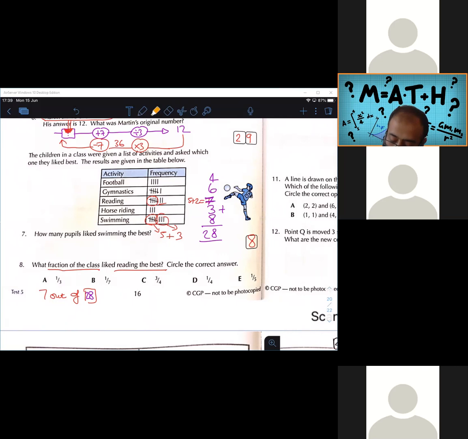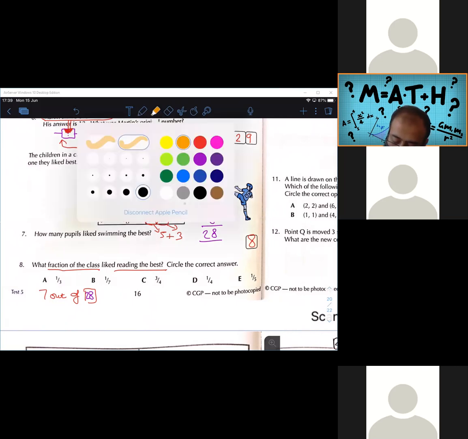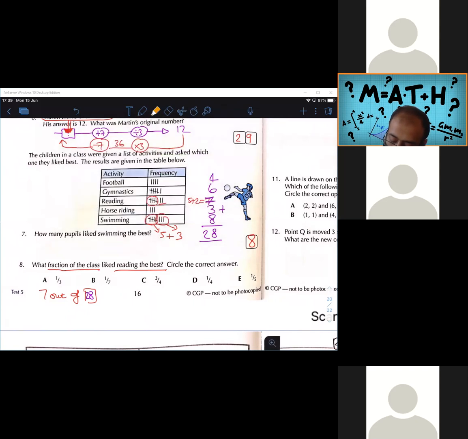So we're looking at this number. Oops, it's gone too big. But let's use a smaller one. We're looking for this number out of this number. 7 out of the total. So 7 out of 28. So we write it like this. 7 out of 28.